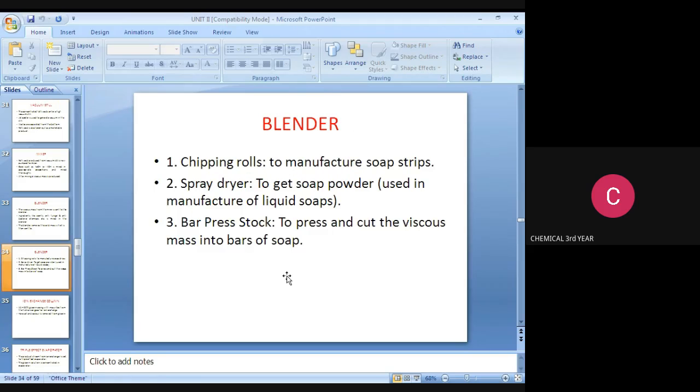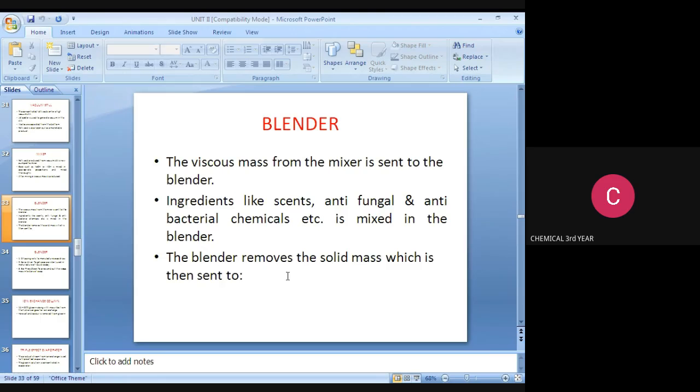In the blender, what are the three processes that will take place? Chipping rolls manufacture the soap strips, and the spray dryer gets soap powder, used for manufacturing of liquid soaps. Next, the bar press is used to press and cut the viscous mass into bars.